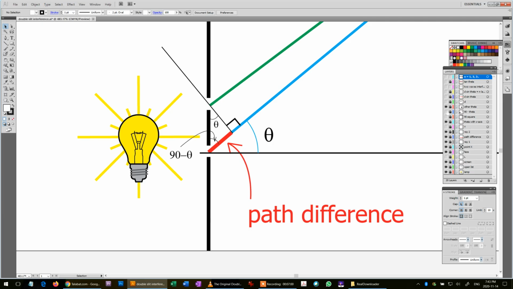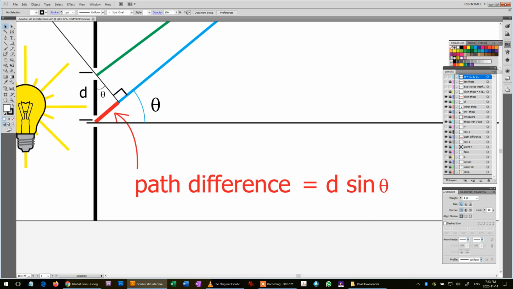So let me remove 90 minus theta. So now this is theta, and we call the distance between the two holes D. Now realize that, well, the path difference is nothing but D sine theta. D sine theta is really the path difference.